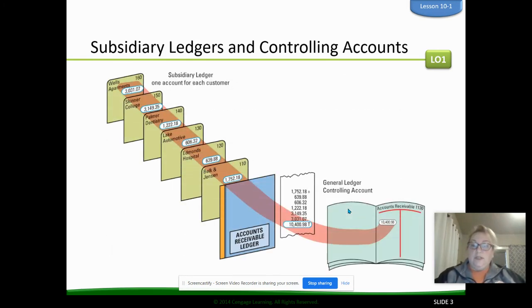So just like we had in our accounts payable subsidiary ledger, we also have an accounts receivable subsidiary ledger, and we still are doing the same thing. We have a list of all of our customers with their numbers and their balances, and then the balance that we have in our ledger should match the balance we have in our accounts receivable controlling account. So that hasn't changed. We're still double checking. We're always verifying that our numbers are matching. That's what we do in accounting.